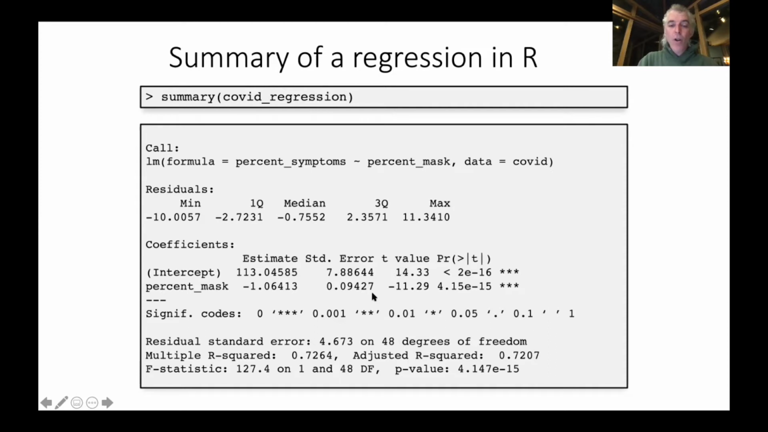So if you recall then, our t-test statistic is based on the difference between our estimate and 0 divided by the standard error to calculate our t-test statistic. And we can then calculate a p-value from this t-test statistic based on 48 degrees of freedom. You can also see from this summary command that we have our R-squared reported here as 73% of the variation in COVID symptoms can be explained by variation in mask wearing.